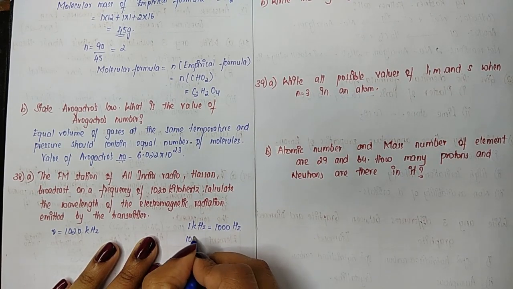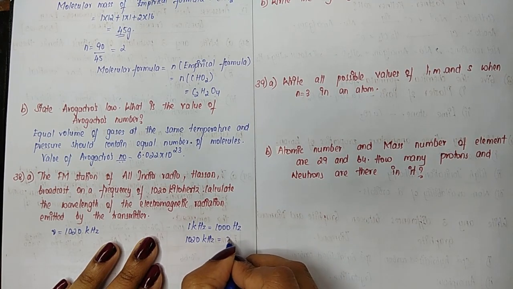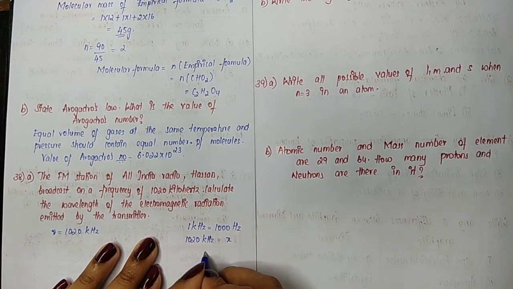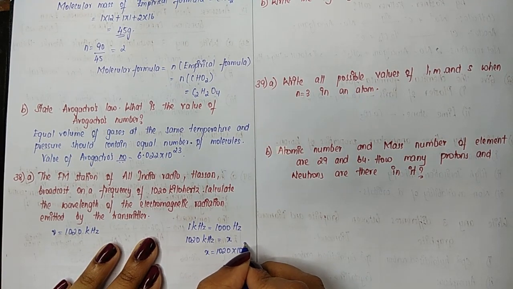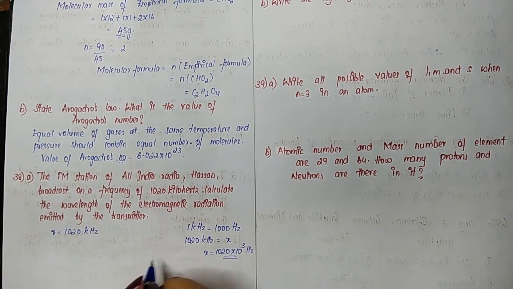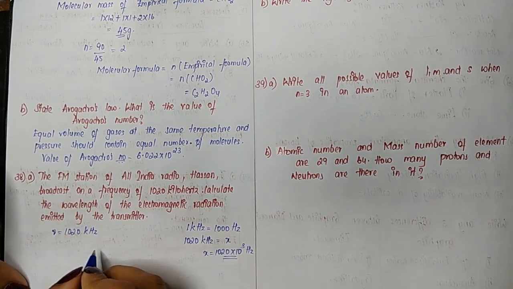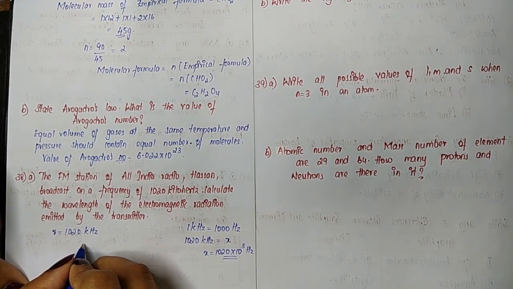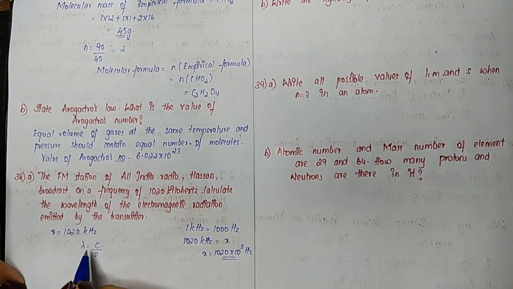Therefore 1020 kilohertz is equal to X value. So this will be equal to 1020 into 10 to the power 3 hertz. We are going to use this value in the question. So here we can write that lambda is equal to C by nu. This is the formula which gives a relationship between lambda and nu value.